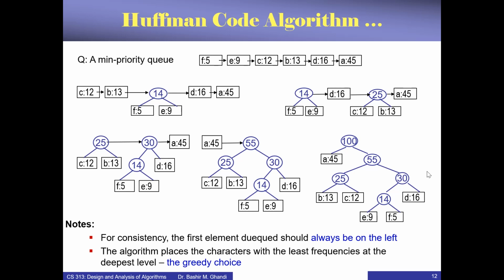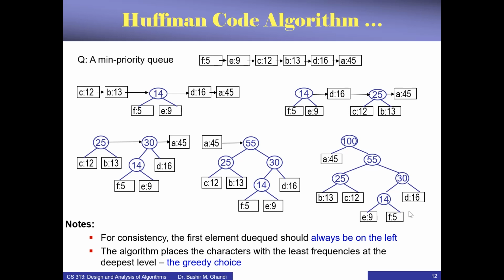Now, the second, probably most important point is to note that the algorithm actually has a greedy property. The greedy algorithm places the characters with the least frequencies at the deepest level. This is basically the greedy property of the Huffman code algorithm. As you can see here, the least frequent elements, F with 5, and E with 9, are being placed at the deepest level. This is the greedy property of the algorithm, and it is natural, it is very intuitive.